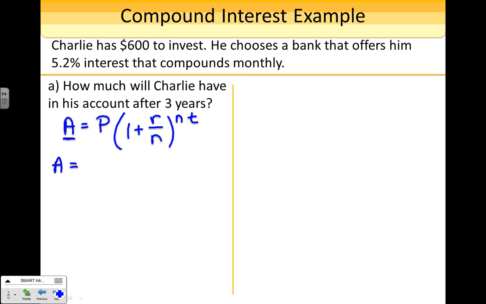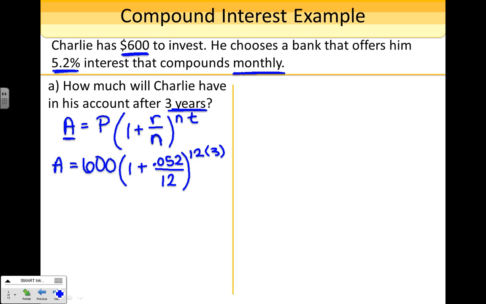So we were given a principal amount. He has $600 that he's investing. That is his original amount. And we have 1 plus the rate is 5.2%. So we're going to put that in. It's 0.052. Okay, so make sure you don't put it in as a percentage. N is the number of times it's compounded in a year. Since it's compounded monthly, N is 12, and we want to figure out how much he has after 3 years.